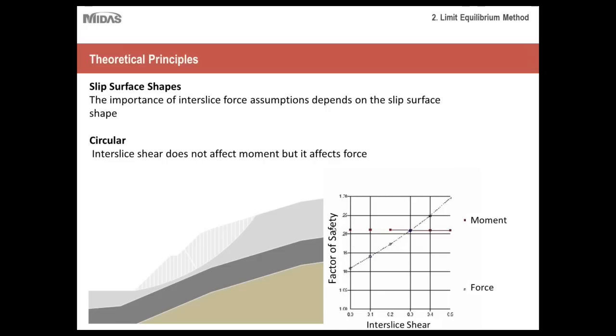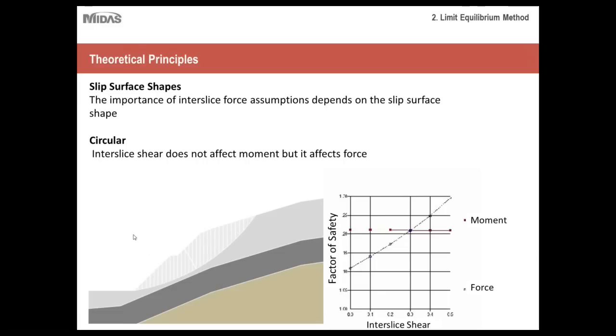as you can see, the factor of safety, as far as interslice shear is concerned, interslice shear affects the force of your slope, but it doesn't affect your moment. So why is that? Just imagine, if you will, this curved portion here as a solid piece, like a solid circular block.